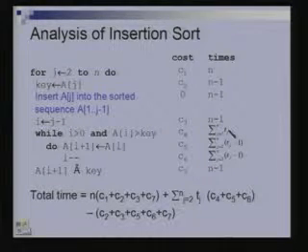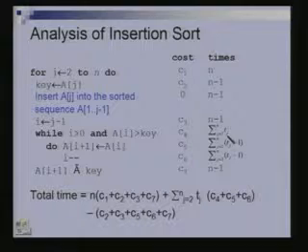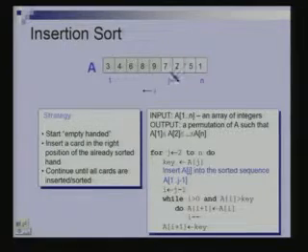T sub j counts the number of times I have to shift an element to the right when I am inserting the jth card into my hand. So in the previous example, when I am inserting 7, I had to shift 2 elements, 8 and 9. So T sub j is going to be counting that quantity.